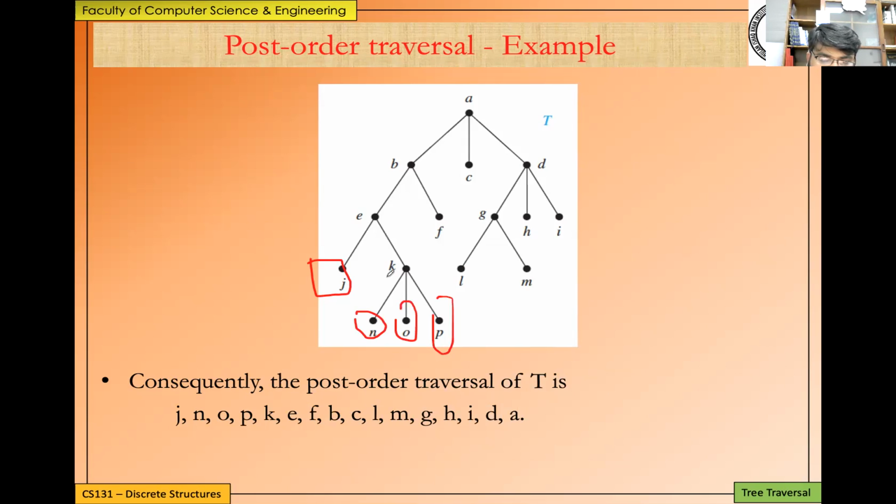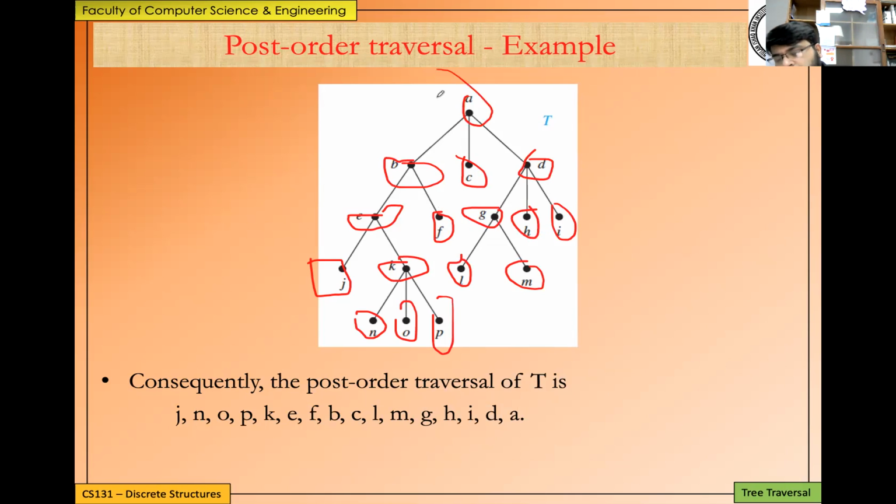K, E, F, B, C, then L, M, G, H, I, D, and finally A, and we are done. So this is the post order traversal of the same tree.